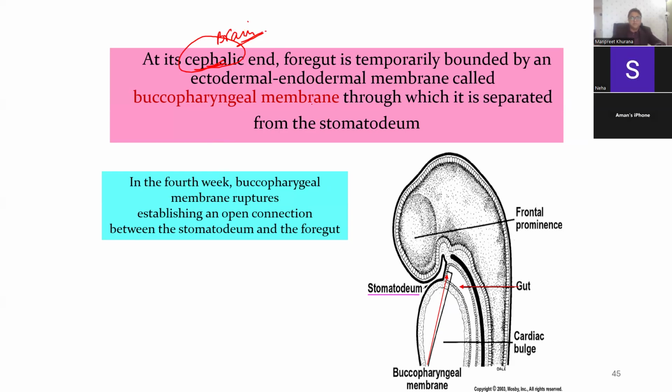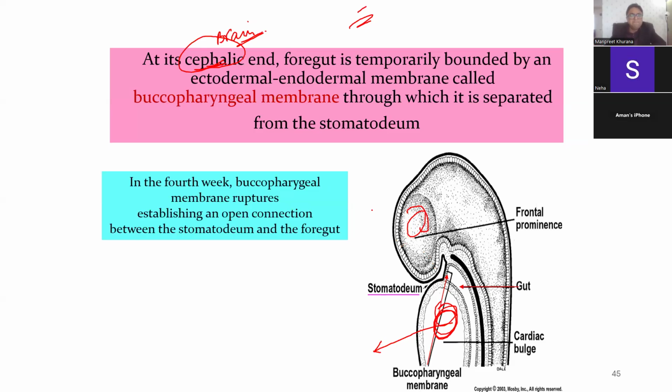Now, if you see, where is my pointer? Sorry. Yeah, it's here. Okay. So this is the cephalic end, and the lower here, this is the cardiac bulge. So here what is happening is that it is kind of a folded embryo, right? So here the brain will develop, and here the cardiac bulge or the heart is developing, right? So if I have the brain here and my heart is here, and I just bend like this, okay, so this is bending.